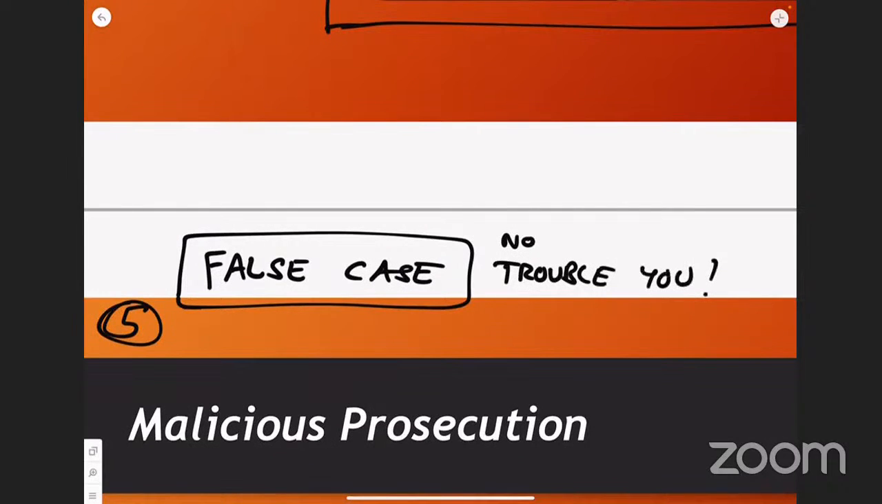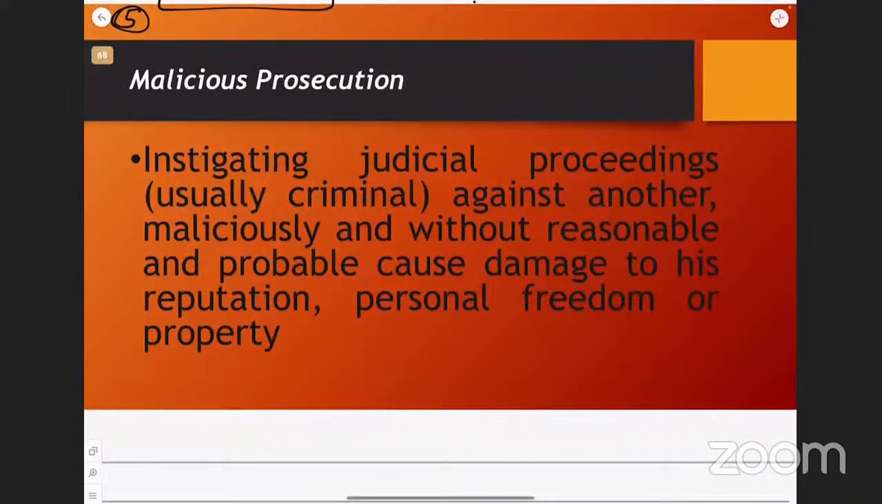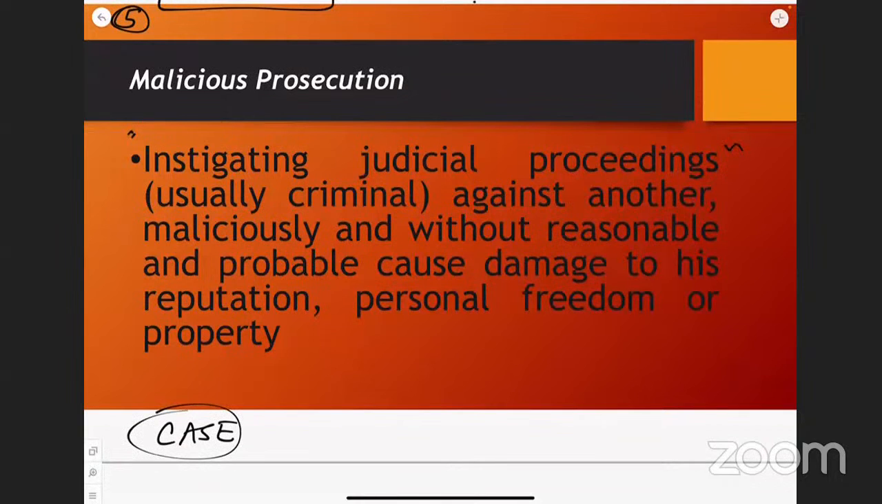You think somebody is going to file a false case against you, how is it going to be? You may be innocent and you may go to court and you may actually even win the case, but you have to go through all the hardship, all the time wasted in court, money, mental tension, all this is there. So what is this? Instigating judicial proceedings. What is a judicial proceeding? Nothing but filing a case, especially a criminal case. So I'll simply go to the police station, I'll file a complaint, and then I'll file a case in the court saying that you came and robbed my house.